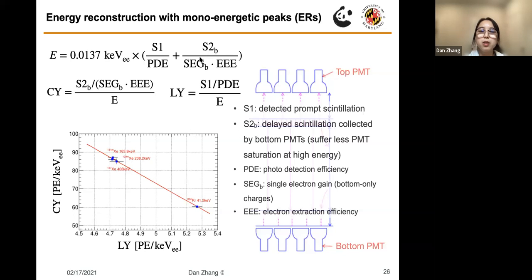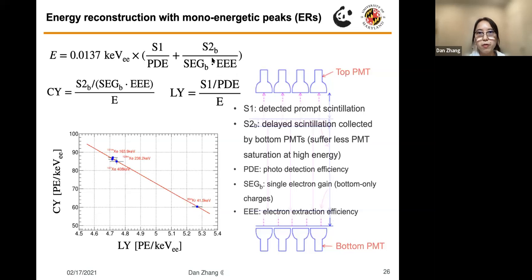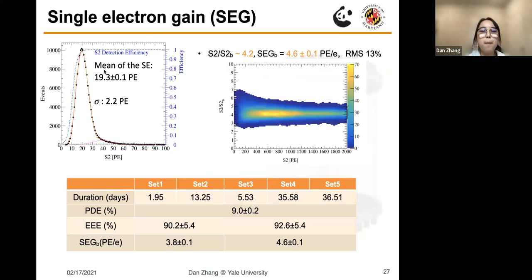In order to separate these two parameters: SEG is the single electron gain, which means there is an amplification at the liquid-gas interface that comes together with another electron extraction efficiency. And SEG can be figured out by looking at the smallest S2 showing up in our detector. And because we care about the S2 bottom only, we use the S2 over S2B ratio to scale the SEG as well. And here is a summary of the detector parameters of the data taken in the five datasets.